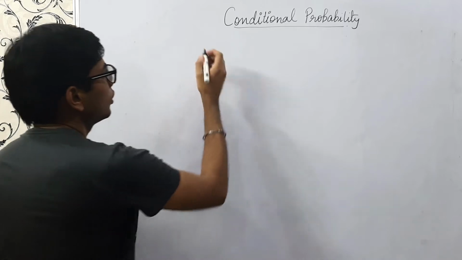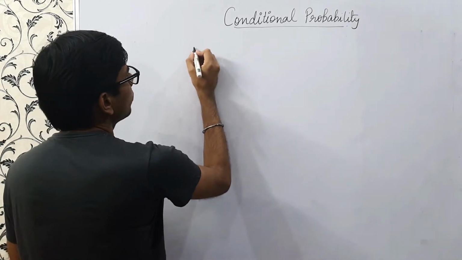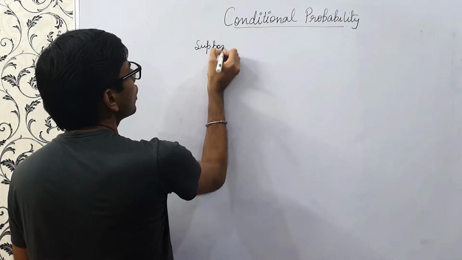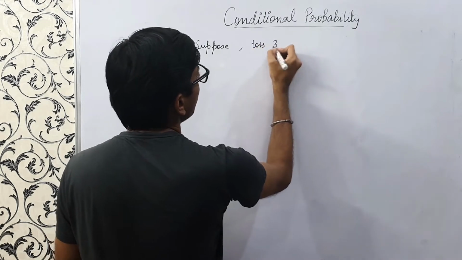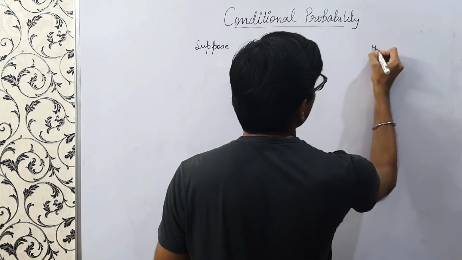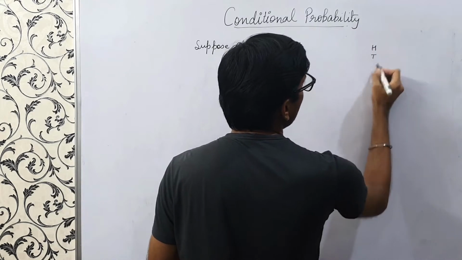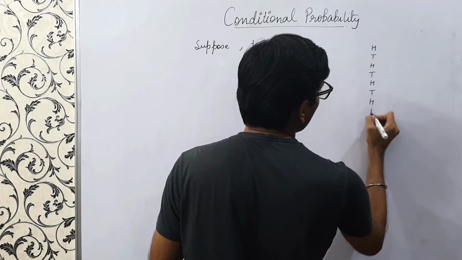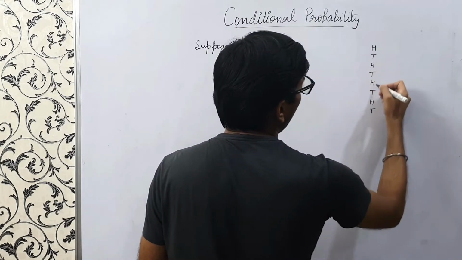So let's start. We'll understand the concept of conditional probability using an example. Suppose we toss three coins. What would be our sample space in that case? A very easy way to write the sample space is to first write H for head and T for tail, head tail 4 times. There will be a total of 8 outcomes.